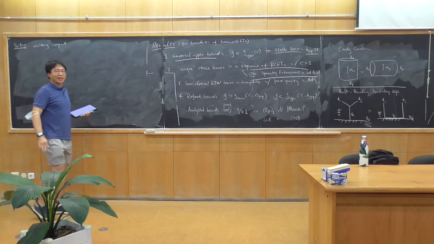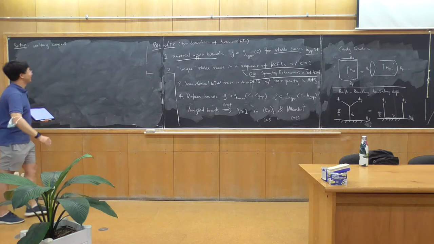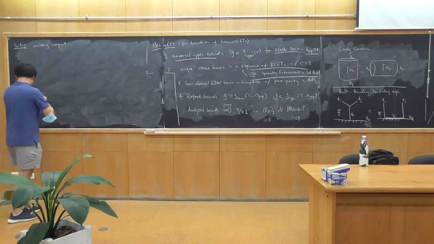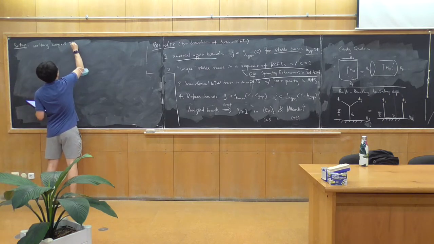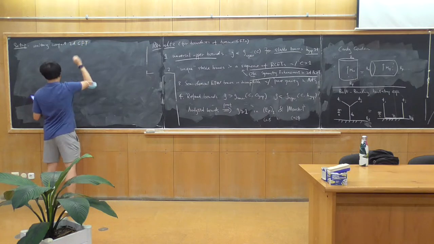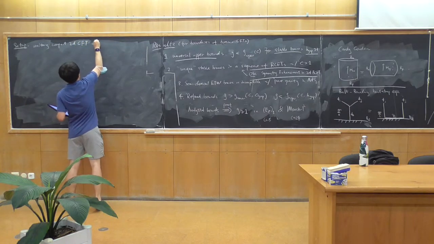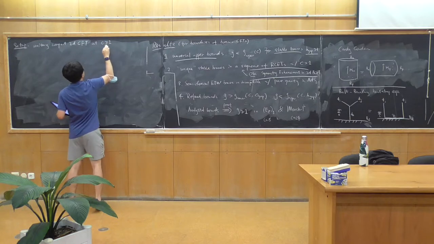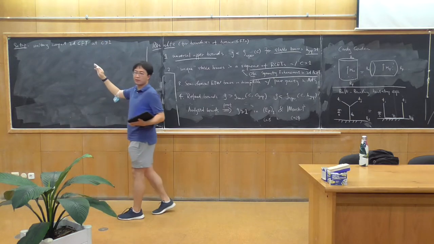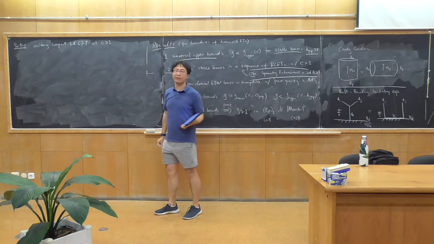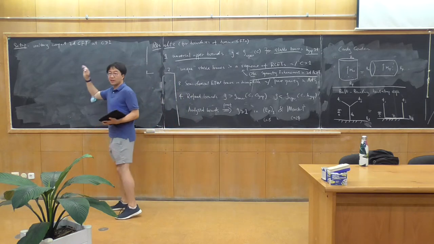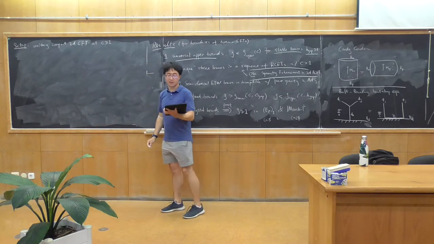These are nice things about CFT that Petter threw away in his talk. 2D CFT at central charge c equal to 1 will be a test ground for the bounds we get, but I'll probably not have time to present it here. The interesting bound concerns the CFT with central charge bigger than 1.